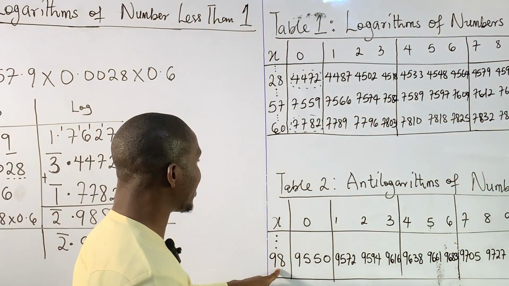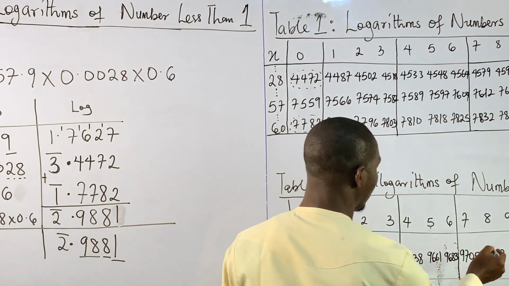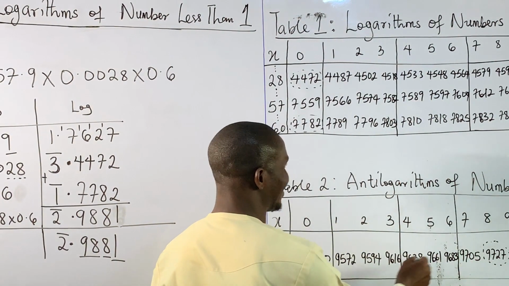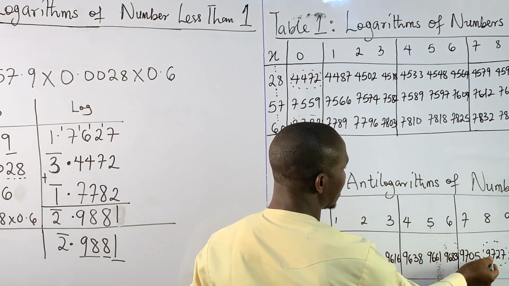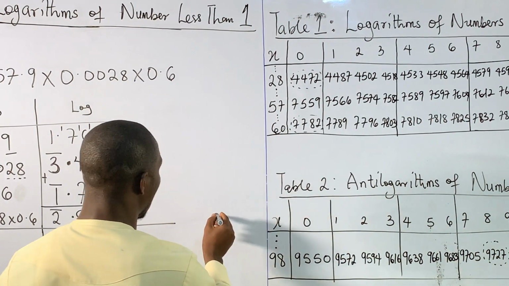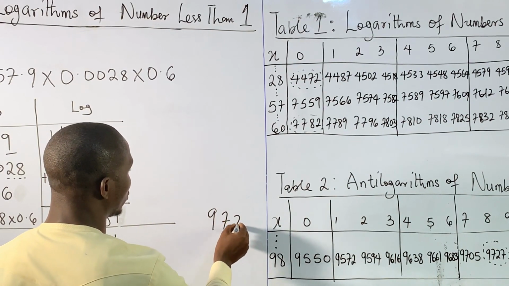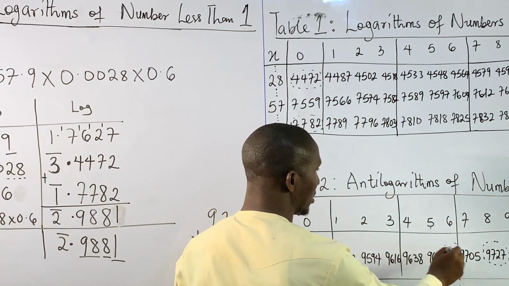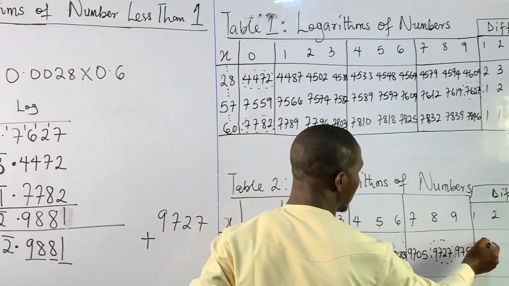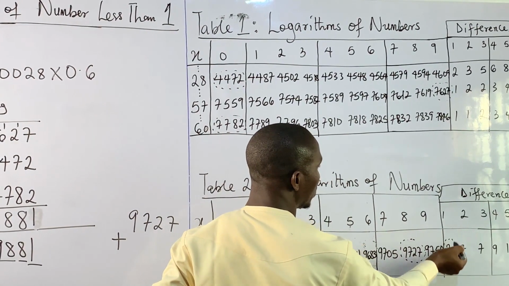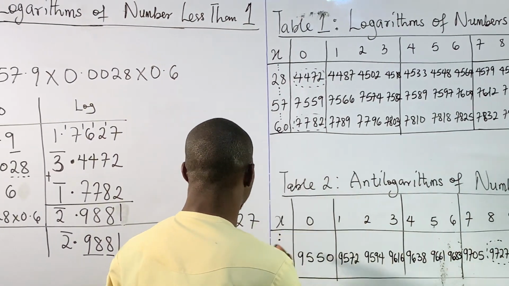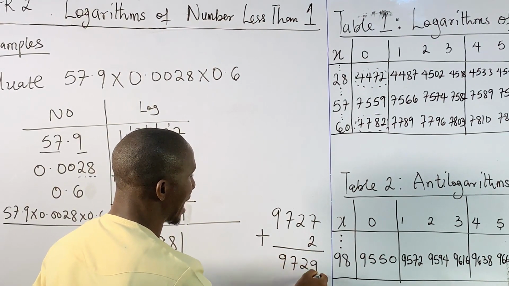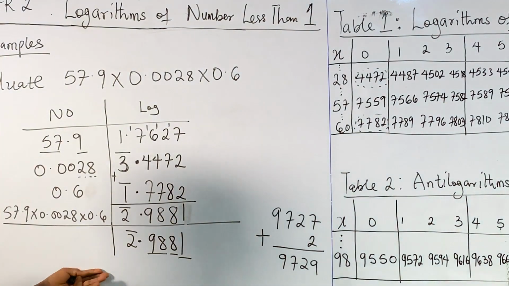So we check for 98 under 8. That is 9727. Then 98 under 8, difference 1. Difference 1 will give us 2. So we add 2 to this number. Then we have 9729. So we can then come back and say 9729.